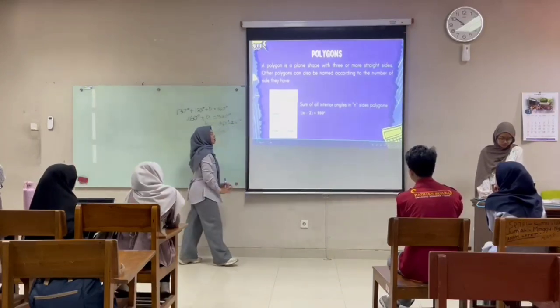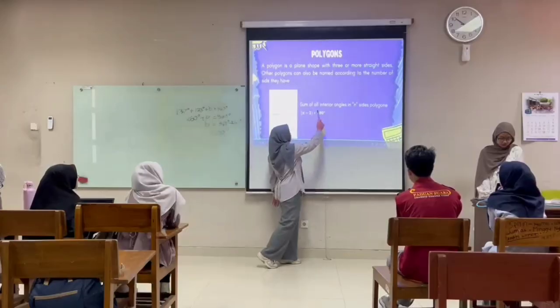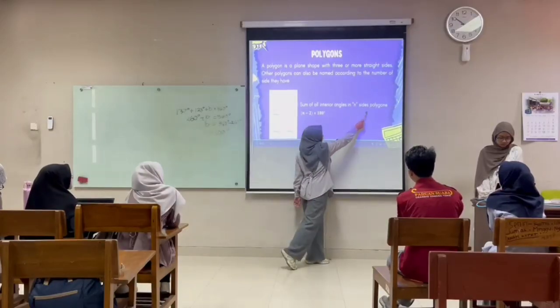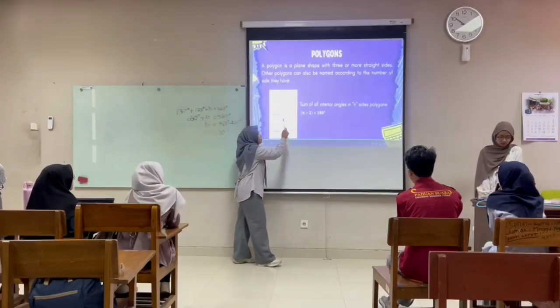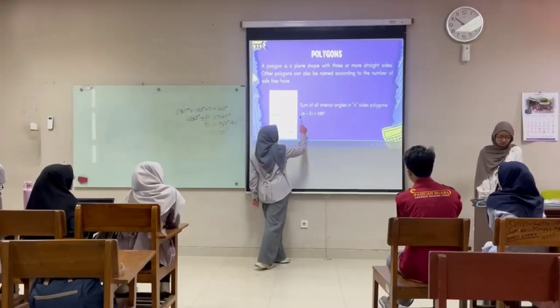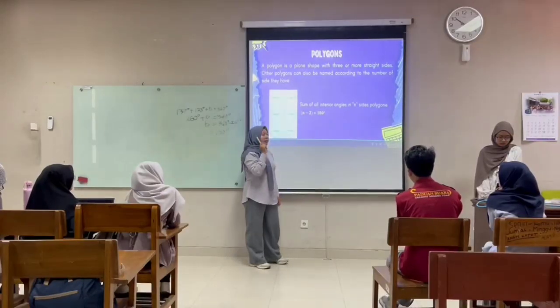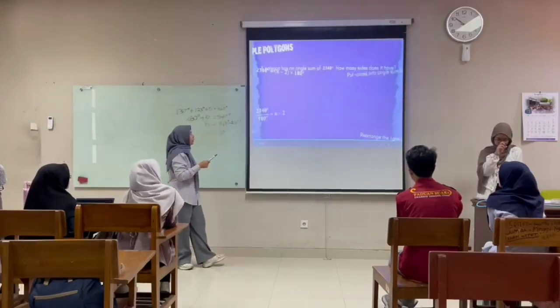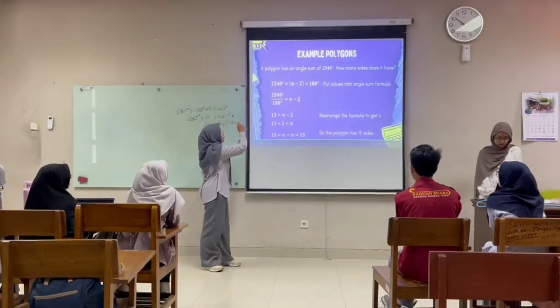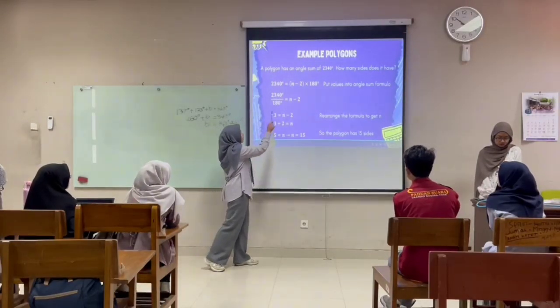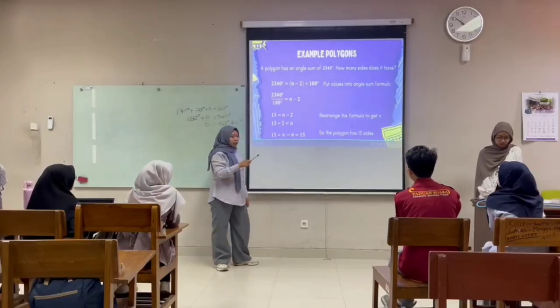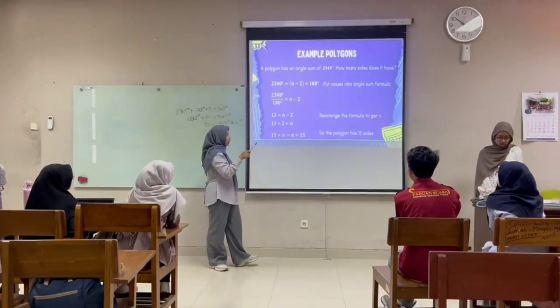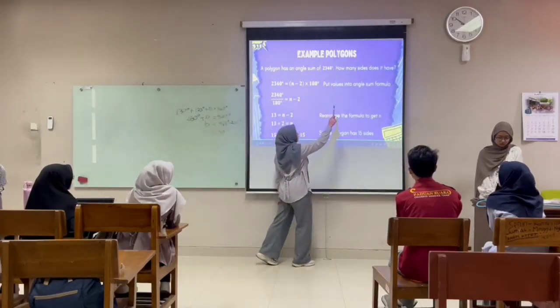Okay, good job. The sum of all interior angles in an n-sided polygon is (n minus 2) times 180 degrees. Okay? Example: a polygon has an angle sum of 2,340 degrees. How many sides does it have?